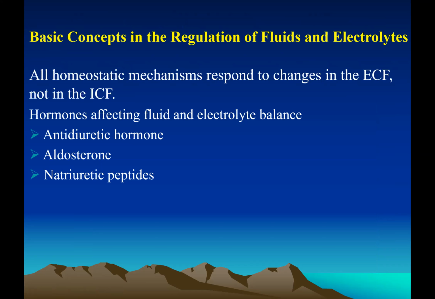There are three main hormones that play a huge role in fluid and electrolyte balance: antidiuretic hormone, aldosterone, and natriuretic peptides. These are either made in the heart or in the brain. There are two sources for these peptides.